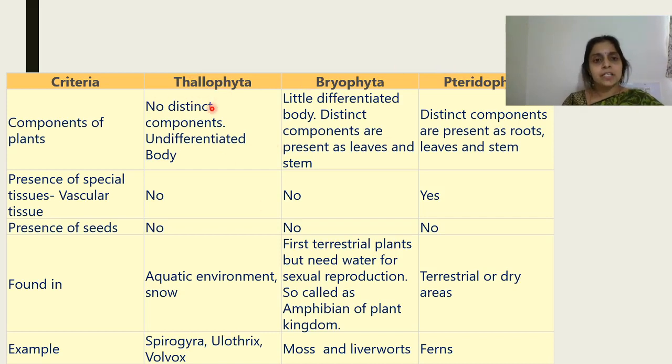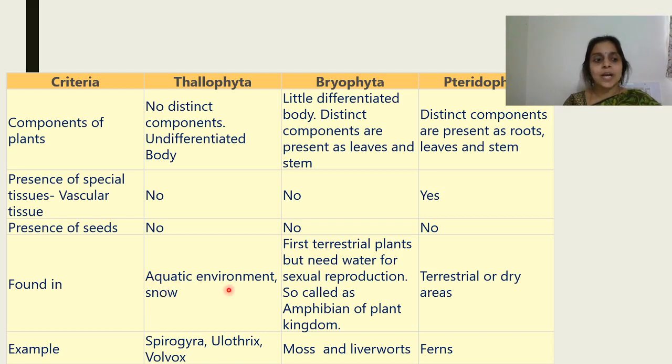Thallophyta: the name comes from thallus. Thallus means the body is not differentiated into stem, leaf, and roots, so they have an undifferentiated body. These are very simple, eukaryotic or prokaryotic in nature. The vascular system is absent and there is no formation of seeds. Reproductive organs are unicellular and there is no embryo formation after fertilization. The three subdivisions are algae, fungi, and lichens.